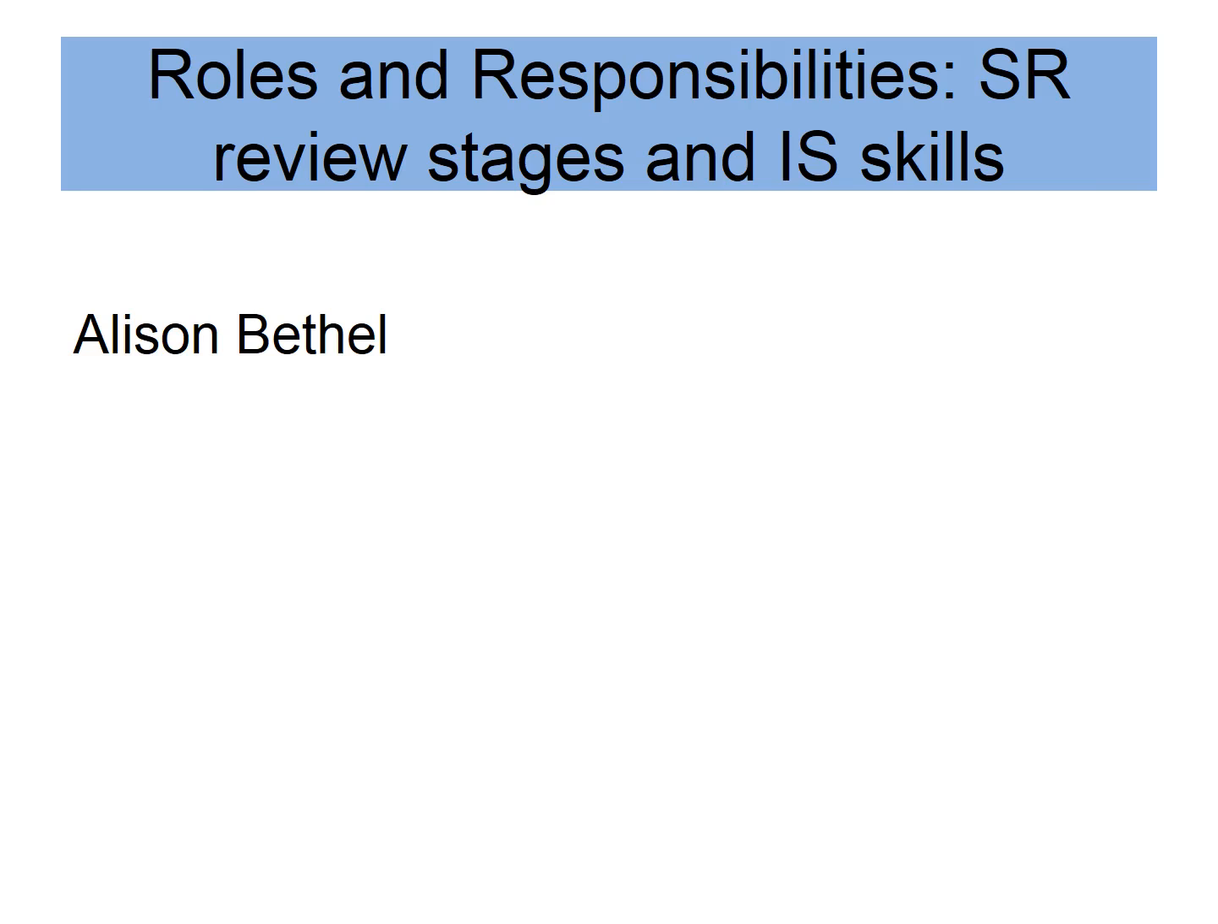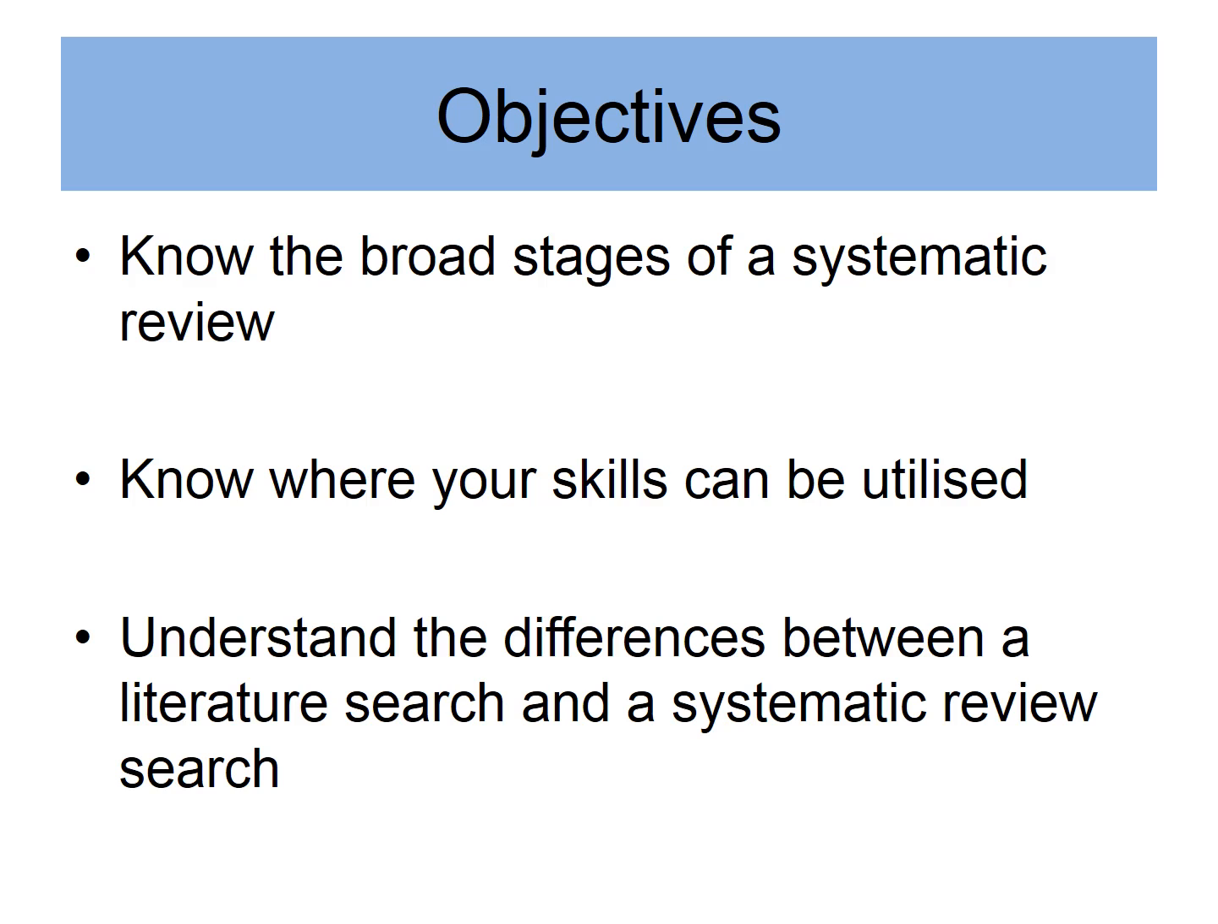This module is Roles and Responsibilities, Systematic Review Stages and Information Specialist Skills. There are 3 objectives for this module: to know the broad stages of a systematic review and where your skills can be utilised, and to understand the differences between a literature search and a systematic review search.